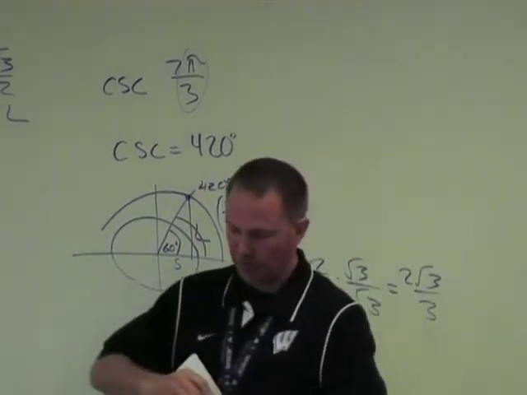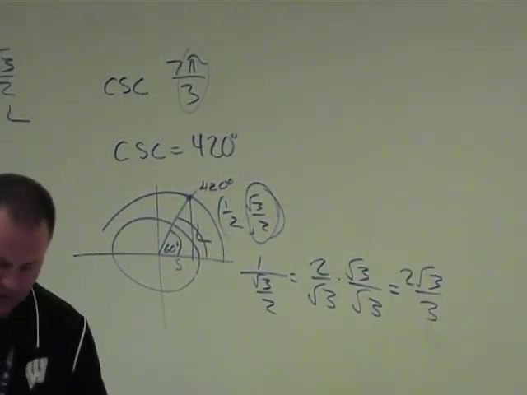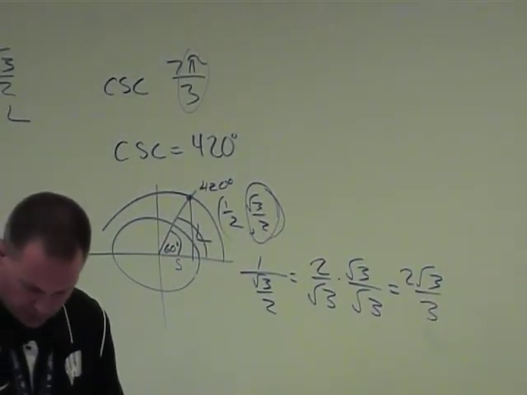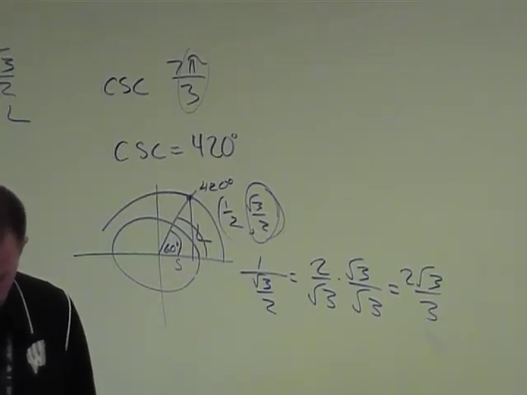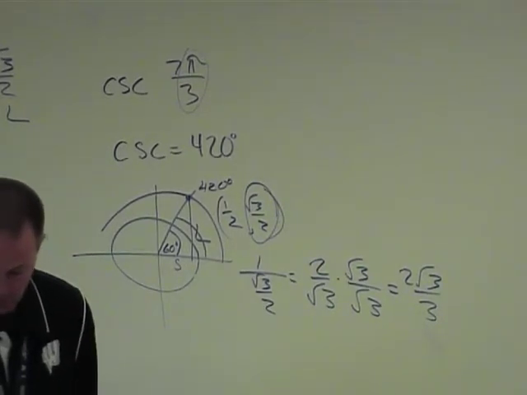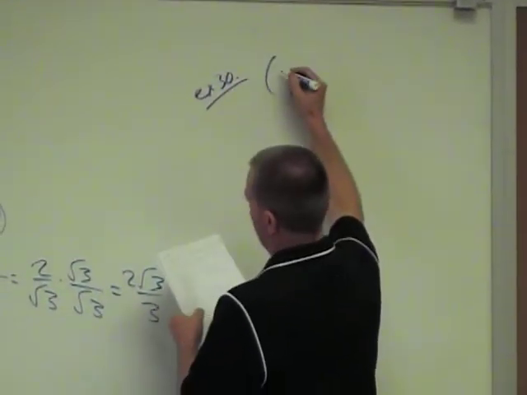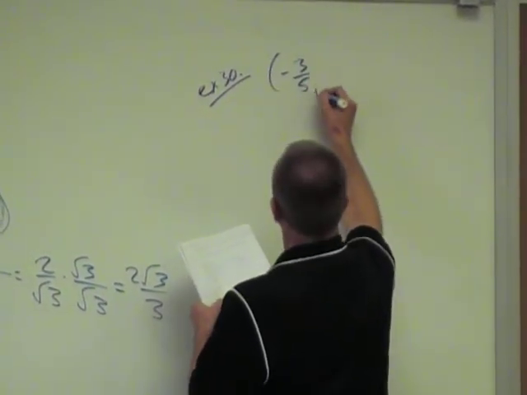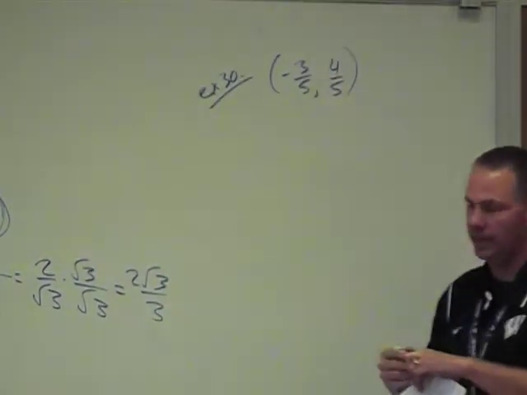This is number 30 in your book, and I'm just going to read through some of the instructions to make sure we have this. The terminal point is given, which I'll give you here in a second, determined by a real number t. Find sine, cosine, and tangent. Alright, so example 30. Here's your terminal point, negative 3/5 and 4/5. I want the sine, the cosine, and the tangent.